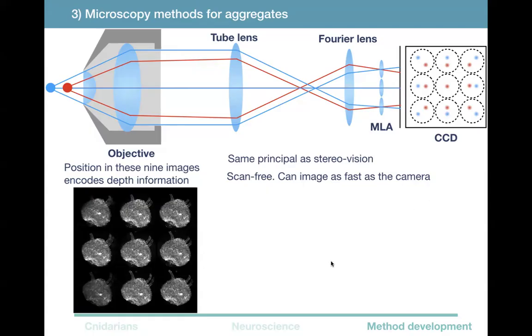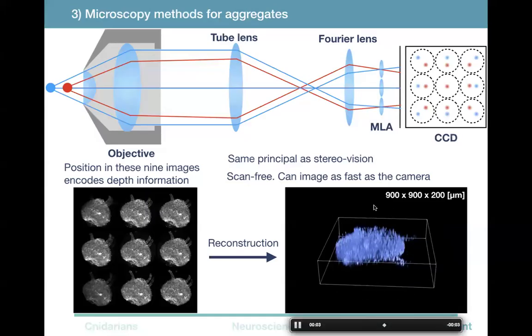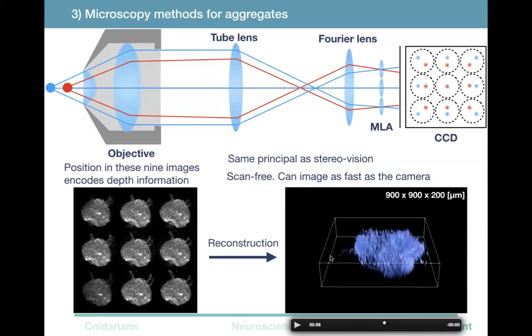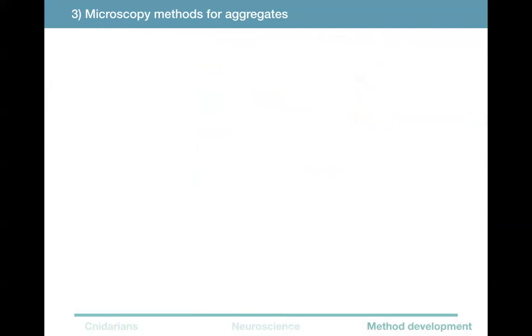So if we take our Hydra, put it in this Fourier light field microscope, we can go ahead and reconstruct and get our full nervous system, where we can see now every neuron in this animal. And so the challenge really is in this reconstruction step.